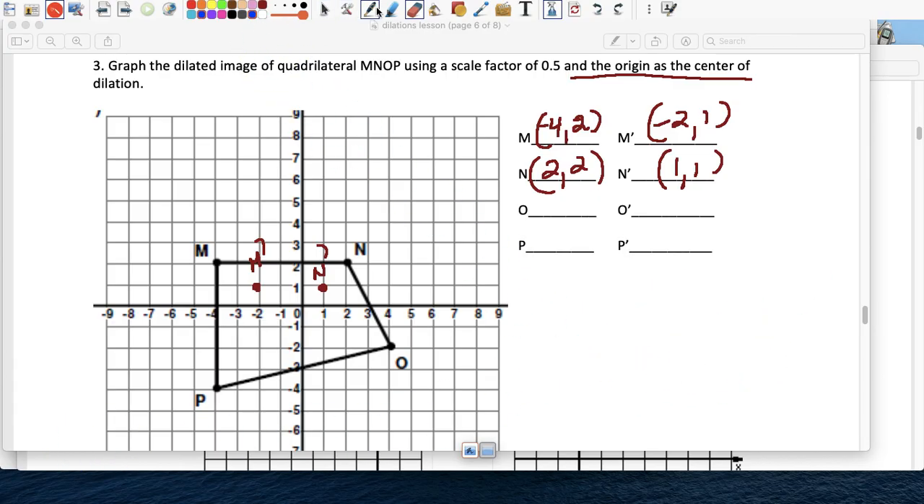Point P, if you think about point P, if you want to get to point P, you would go 4 left, right? 4 to the left, and then 4 down to point P. To point P prime, well, instead of going 4 left, we're going to cut that in half. We're going to go 2 left, and then 2 down. 2 left and 2 down.